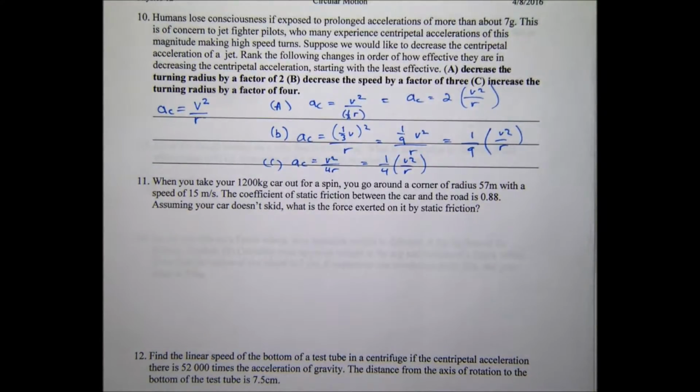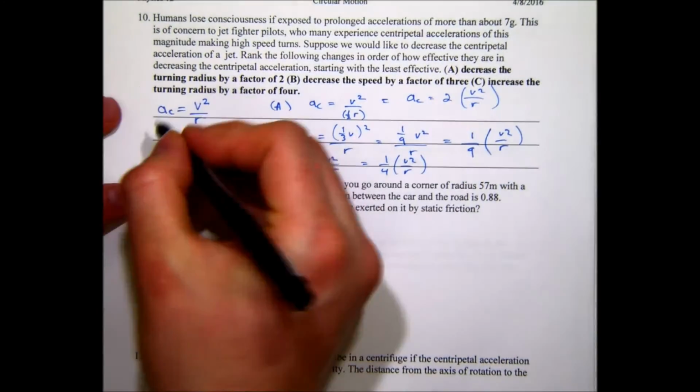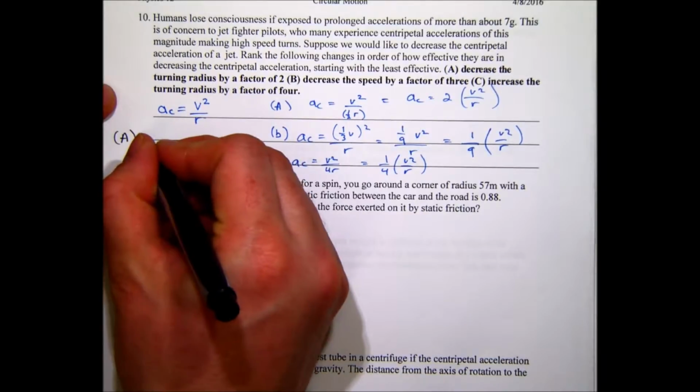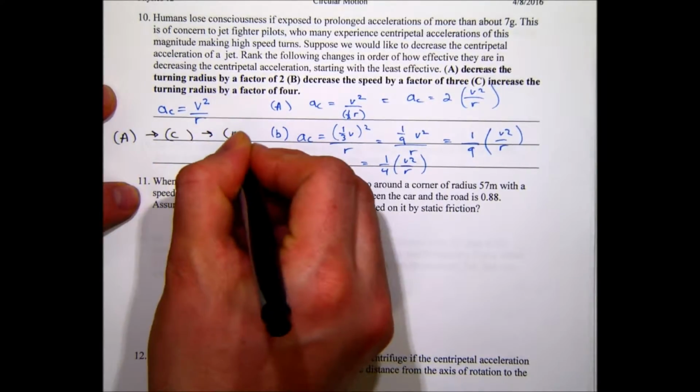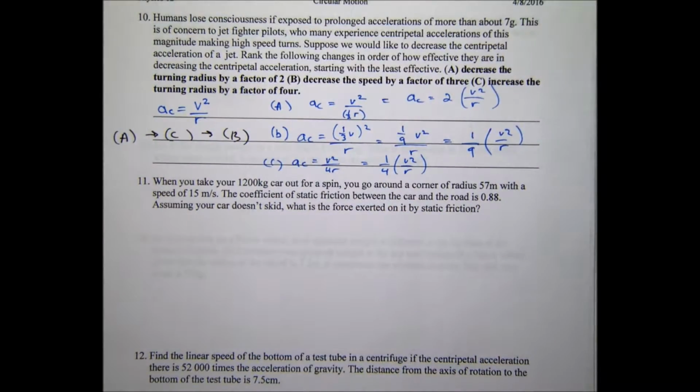So to place it in order, A would be the least effective, then C, then B. Just put them in order based on which is going to be the biggest AC to the smallest AC.